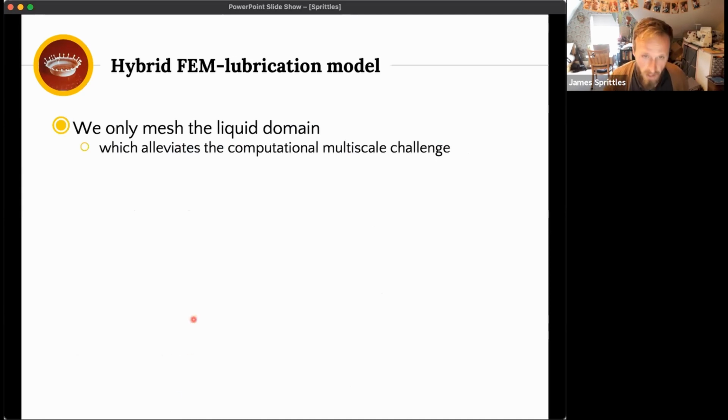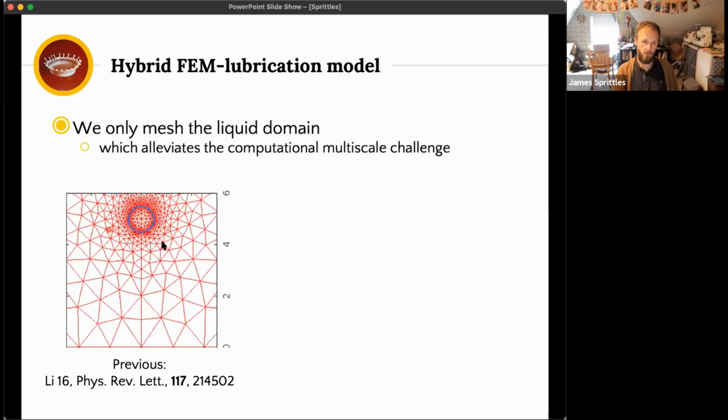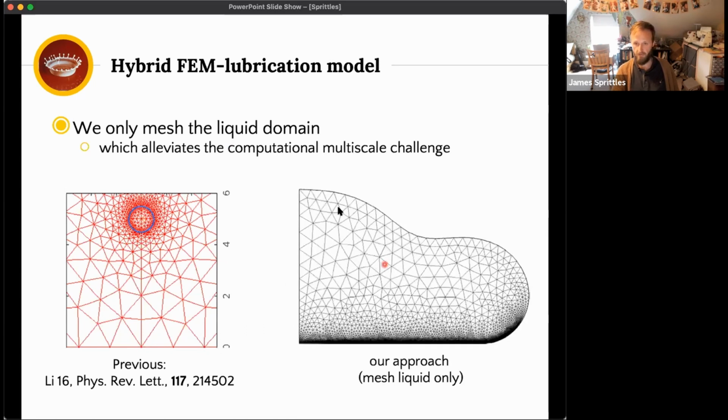The nice thing about this model, which alleviates this horrible multi-scale challenge, is that we only mesh the liquid domain. Ji Li, for example, had developed these amazing adaptive finite elements for both the drop and the film, which had to capture all these scales from nano up to millimeter. What we have is just simply a drop with some finite elements, and the gas dynamics comes in through the free surface boundary conditions.